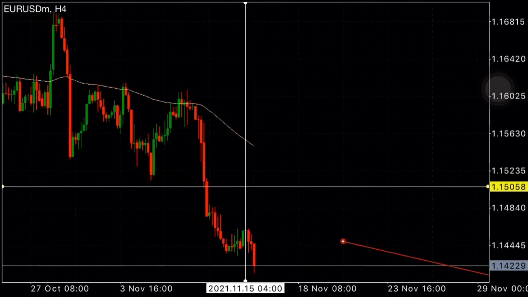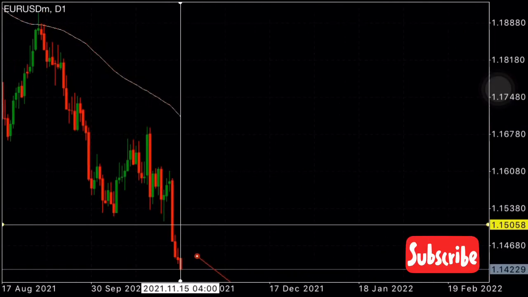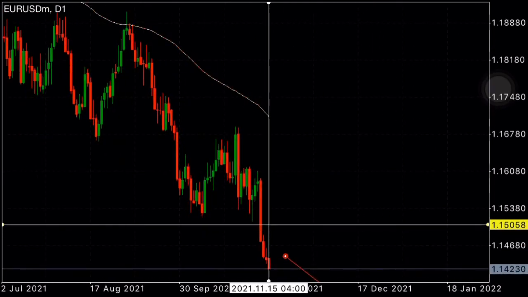However, if you don't understand, please indicate in the comment section, right? So let's move on to the next chart. We'll be moving on to the next chart, and we'll be looking at the AUD USD when we come back.